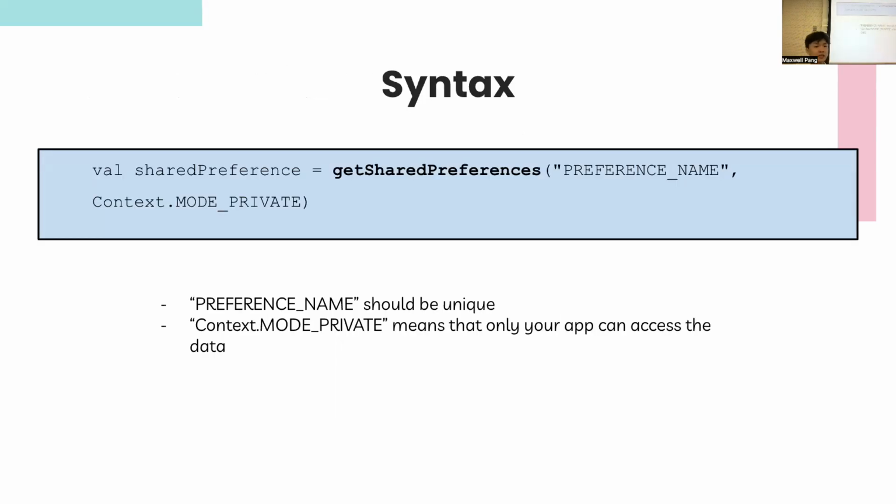Okay. And the syntax is you initialize the shared preference by saying val sharedPreference equals getSharedPreferences with the name, and then Context.MODE_PRIVATE. Context mode private means that only your app can access the data, which is generally what you want, because giving out more information than necessary is generally a bad thing, because it just means that the people who interact with your code will have more to worry about. And the preference name should be unique because that's the identifier.